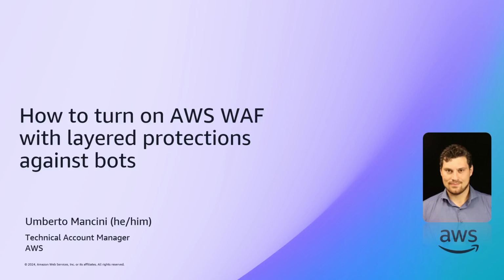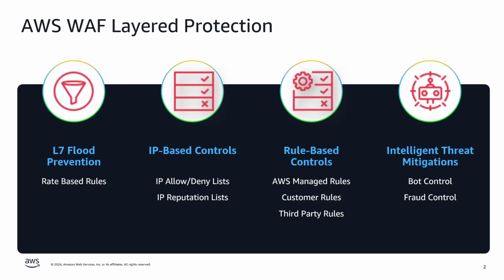In this video, I will demonstrate how to protect your application against bots leveraging AWS Web Application Firewall Layered Protection. AWS WAF is a security service that operates at layer 7, more specifically on HTTP/HTTPS traffic. Layered protection, also known as defense in depth, is a comprehensive security strategy that employs multiple security measures to protect the system. Layered protection involves using various rule sets and security controls to defend against a wide range of potential threats. AWS WAF accomplishes this by offering a versatile combination of AWS managed and custom rule groups.